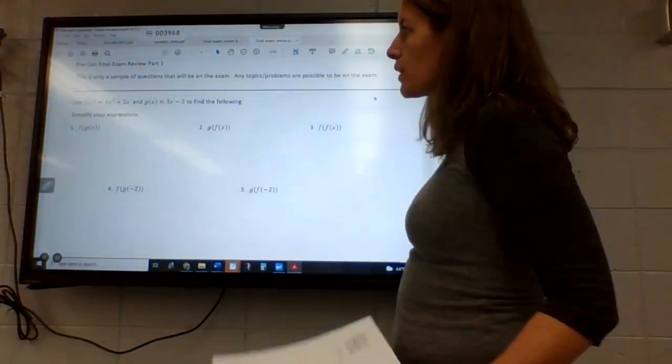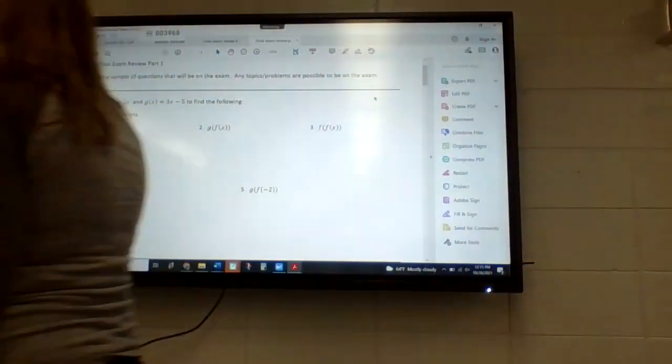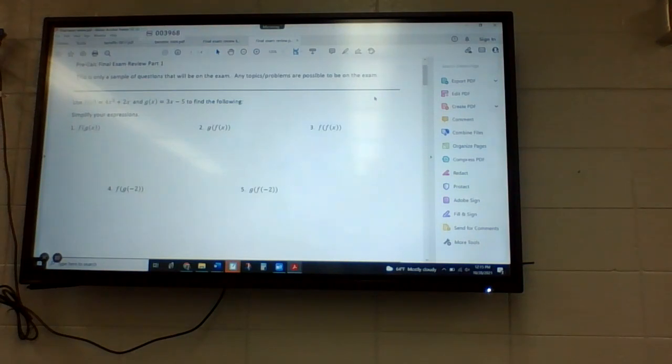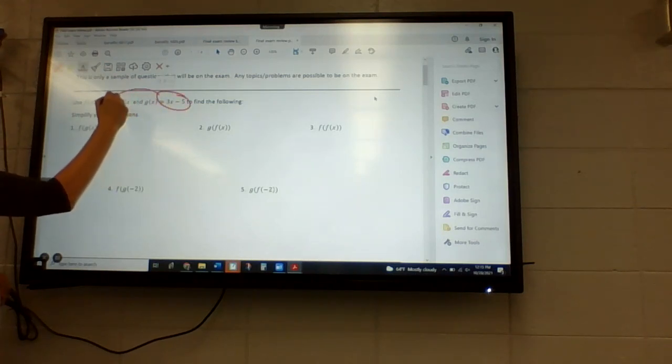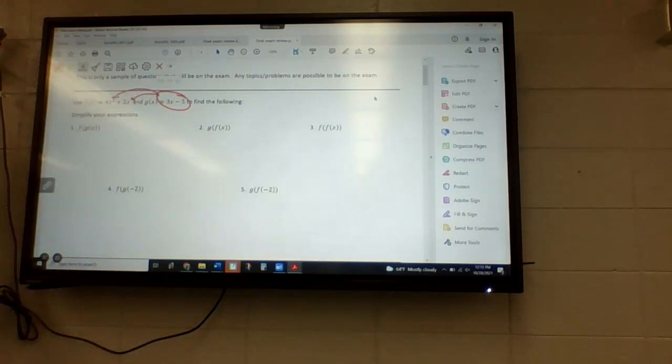Okay, so we're gonna start with number 1 here. In this case, we're doing f of g of x. So we're putting g into f, but there's 2 places that has to go in.